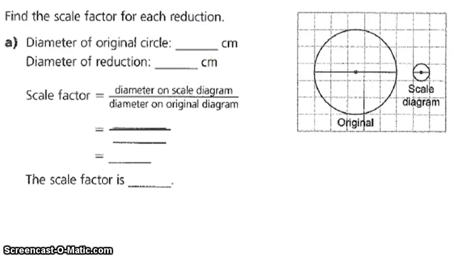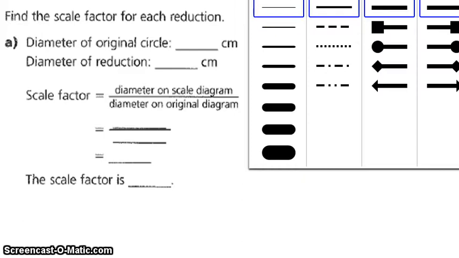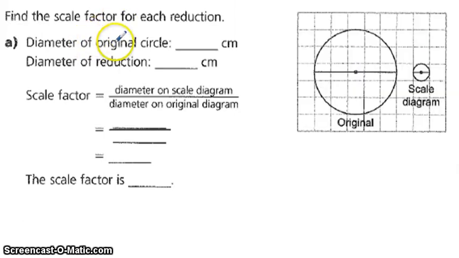All right, this is our last example of the video. This one we're looking at circles and dealing with diameters. The same thing applies. Our scale factor is going to be the diameter on the scale diagram over the original, just like always. Now, if I look at my original, I'm going to see that I've got 1, 2, and this looks like about 0.5. So I get a 2.5 diameter.